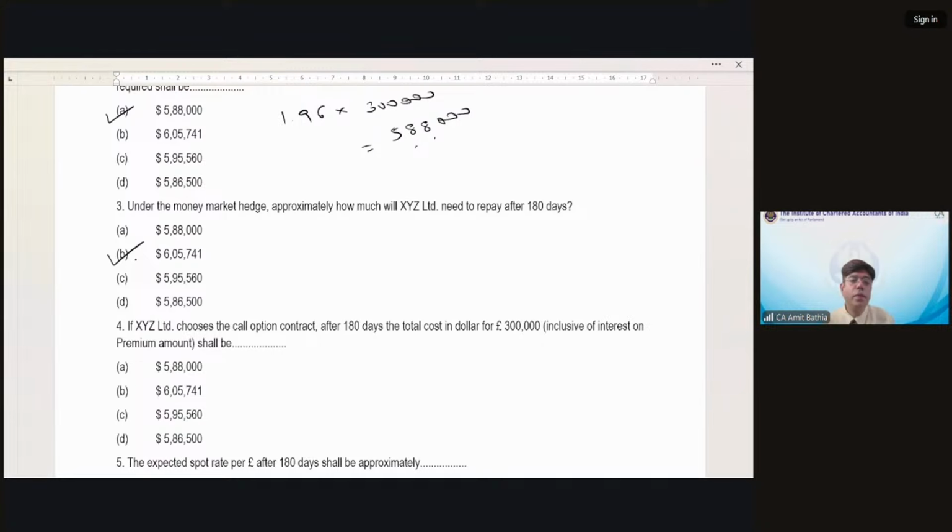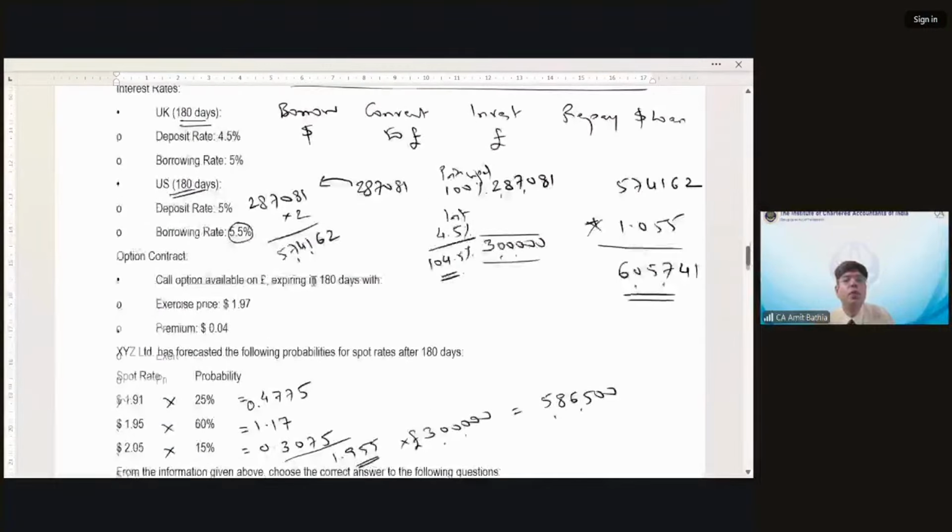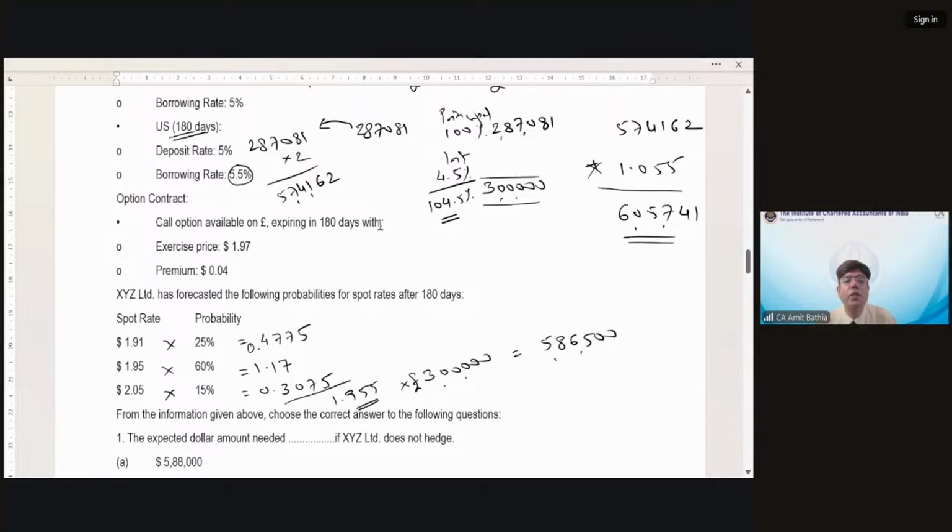Now the fourth question. If XYZ Limited chooses the call option contract, after 180 days, the total cost in dollar for 300,000 pounds, inclusive of interest on premium amount, shall be. What is the call option? You have a call option available on pound expiring in 180 days with exercise price of 1.97 and premium is 0.04.